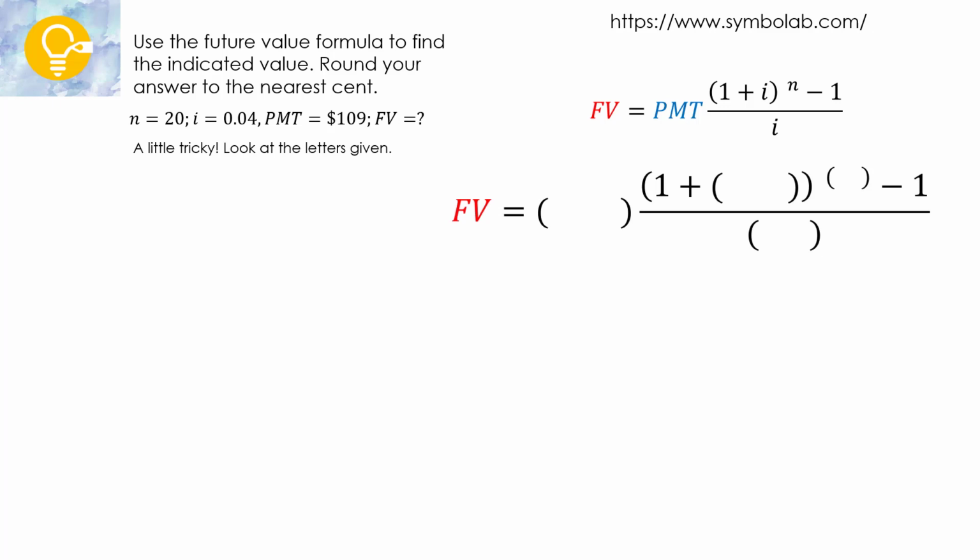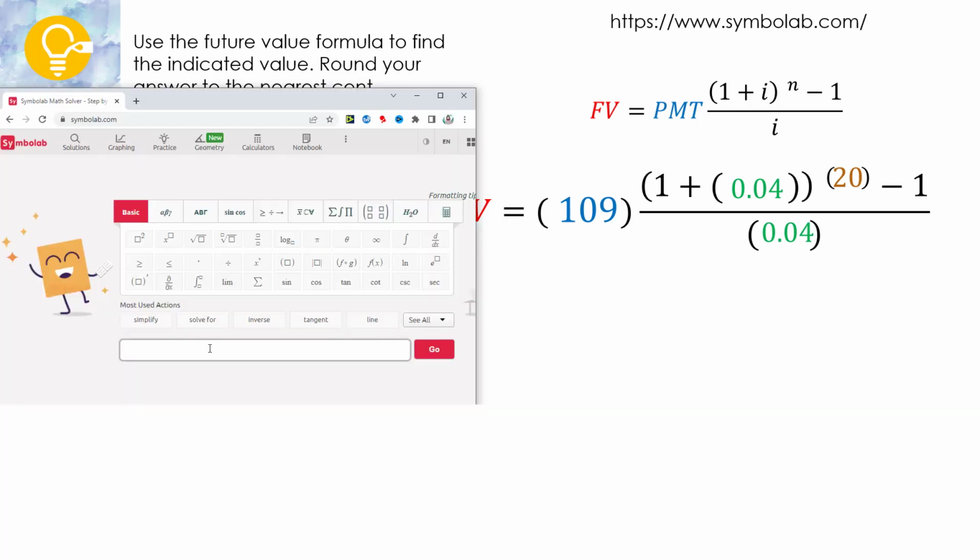So let's fill in what we know. We know the payment is $109. The interest is 0.04. The N is 20, but we have to find the future value. Let's put this in Symbolab. We have $109, and then parentheses, fraction. Now in the top, you're going to notice we have another parenthesis. So I'm going to put another parenthesis in there.